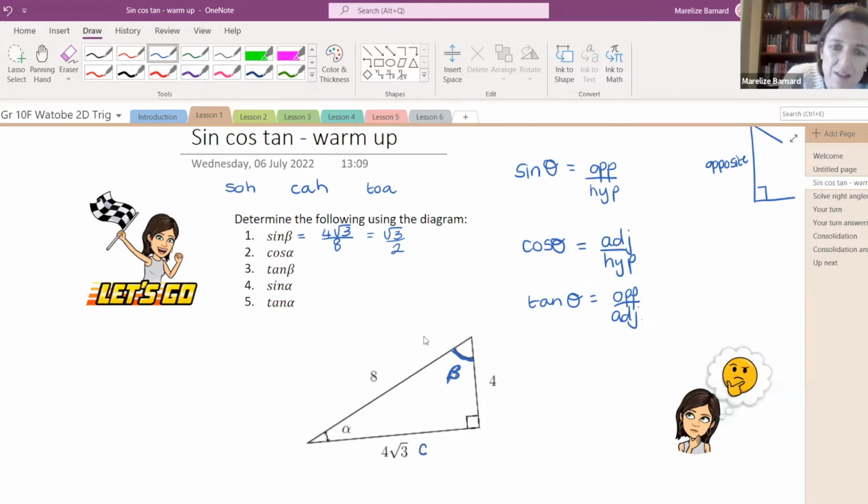The opposite side for beta is 4√3, and the hypotenuse side is 8. So that's why we put 4√3 over 8. Now 4√3 over 8, you can just pop that into your calculator to simplify it. But 4 divided by 8 is a half, so this is going to simplify down to √3 over 2. Okay, well done, Mvuyo and Analisiwe.